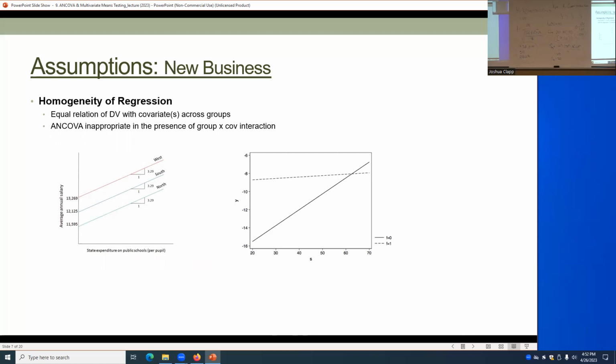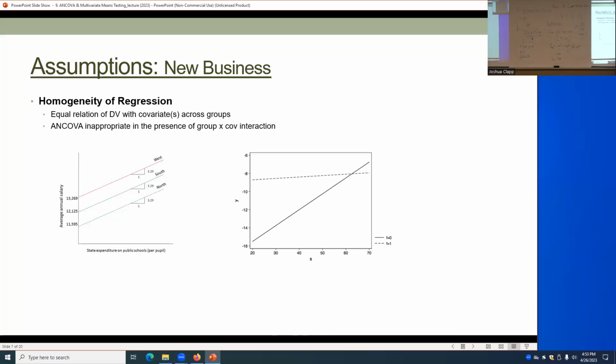Okay, so in this situation, I'm looking at differences in west, south, and north, right? This is my outcome, and this is my covariate. I'm seeing that my covariate and my outcome have equal associations across all of my groups. If this is the case, then I'm in good shape. I've met my assumption of homogeneity of regression. In this situation, not so much.